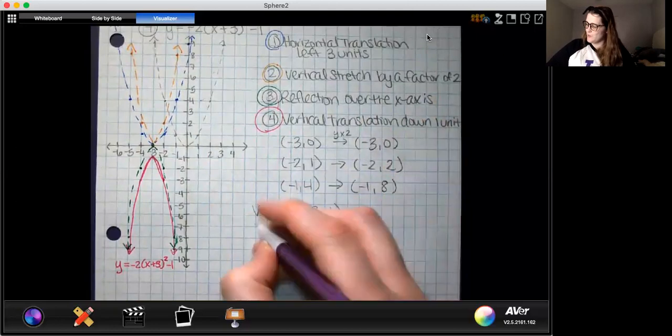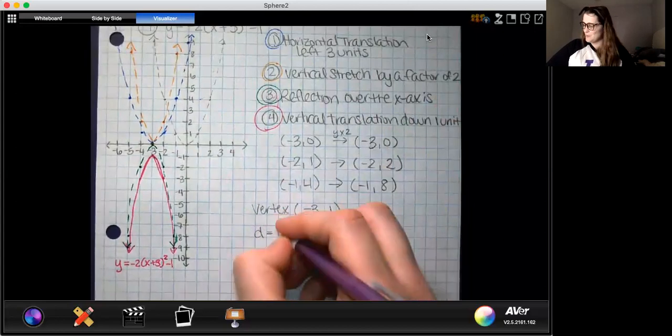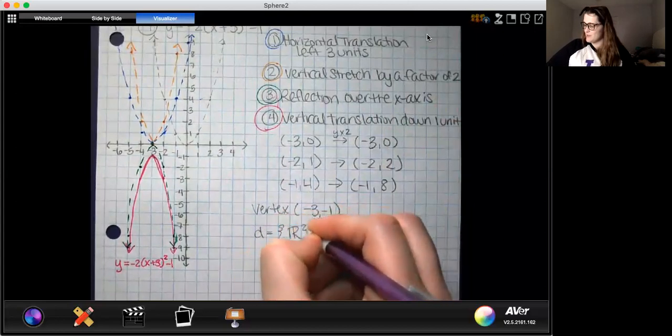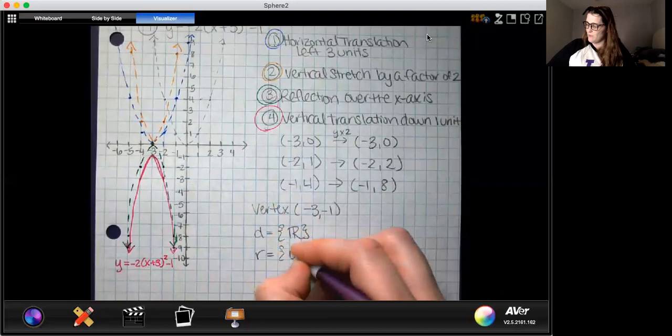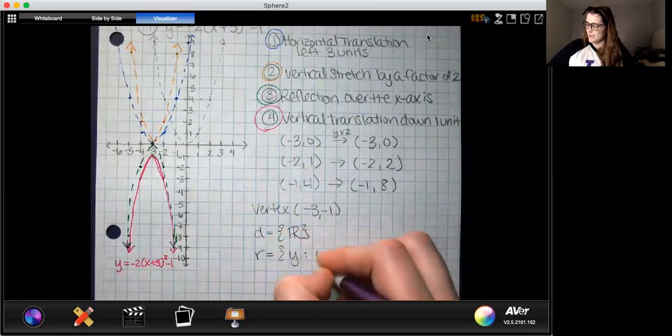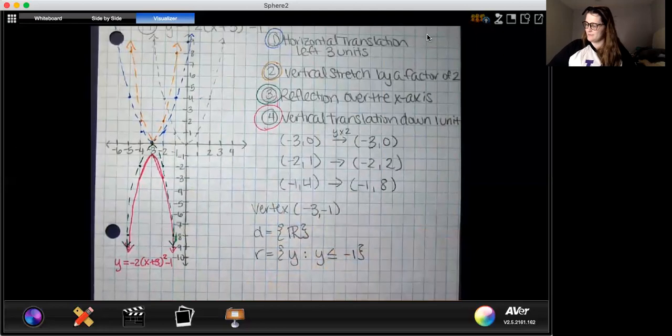So my domain, any restriction on that domain still? So we're still all real numbers. My range now is going down. That means y such that y is less than or equal to -1.